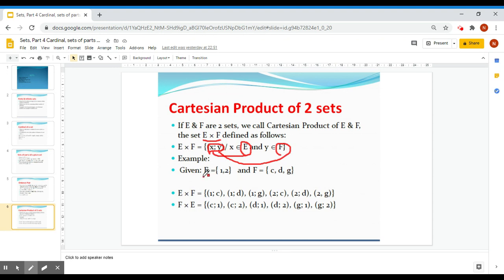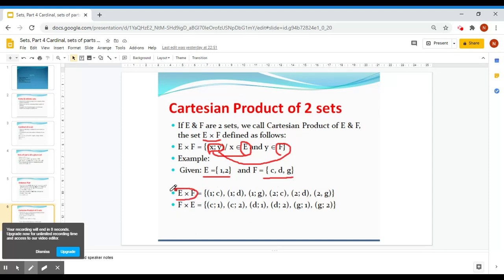So here is an example. The elements of E are 1, 2, the elements of F are C, D, and G. So all the ordered pairs of E times F are (1, C), (1, D), (1, G), (2, C), (2, D), (2, G). So E times F is not the same as F times E. These are flipped. Their order is flipped.